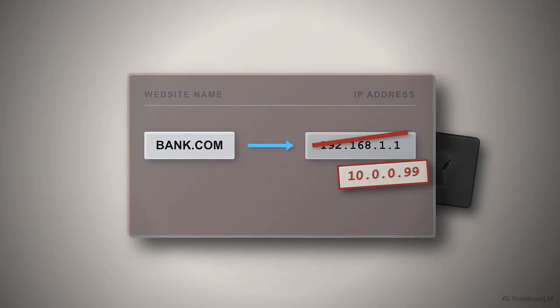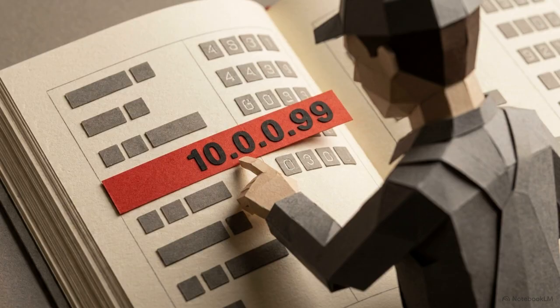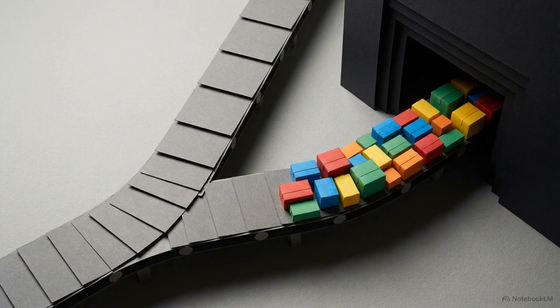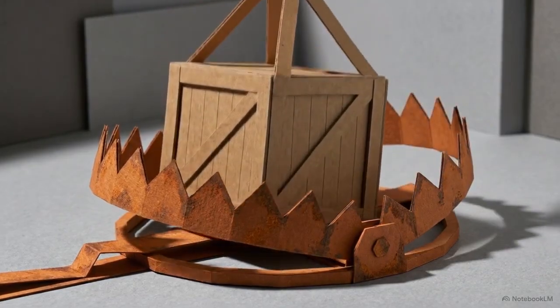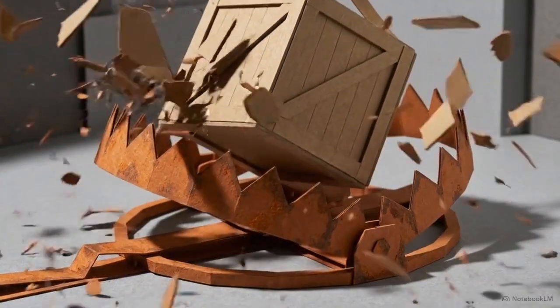In an attack called DNS poisoning, an attacker sneaks a fake numerical coordinate into that phone book next to your bank's name. When you try to send your password, the postal workers look up the bank's name, find the fake coordinates, and unwittingly route your secret packages directly to the hacker's warehouse. If the address book is compromised, even the most reliable delivery system will drop your data right into a trap.